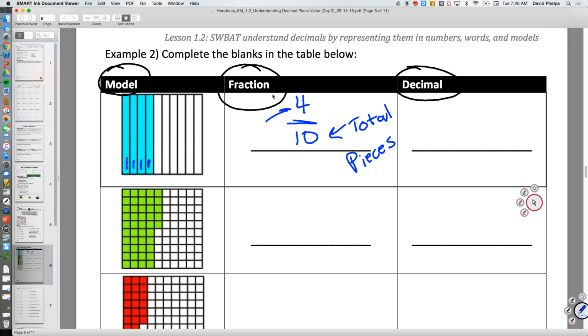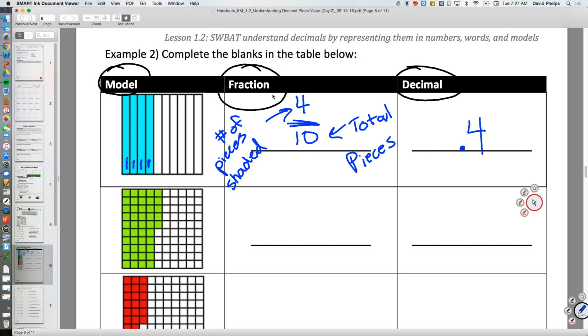And I'm going to label this number of pieces shaded. So the fraction is 4/10. Well, if I'm going to make that into a decimal, I just think about how I said this value. It's 4 over 10, which is the same as 4/10. So when I make my decimal, I can put a decimal point and put a 4.